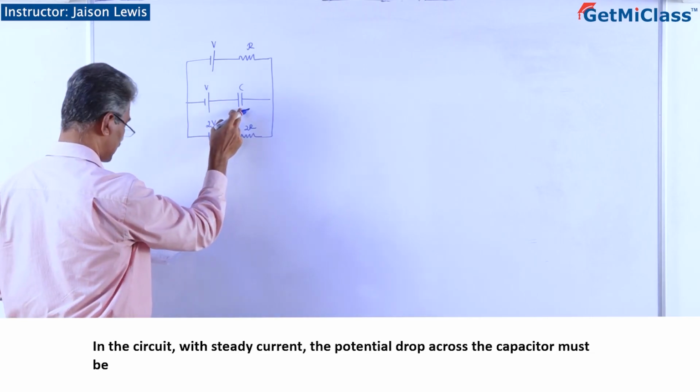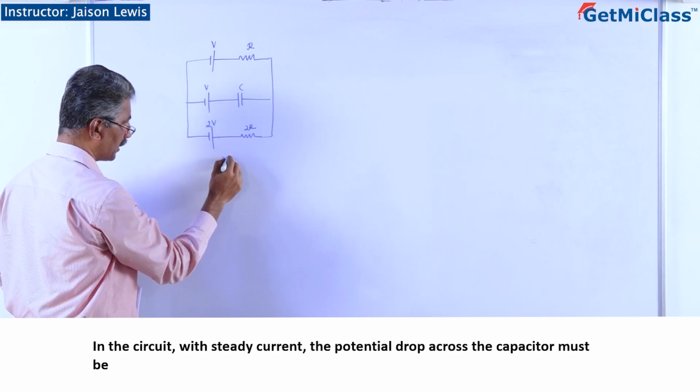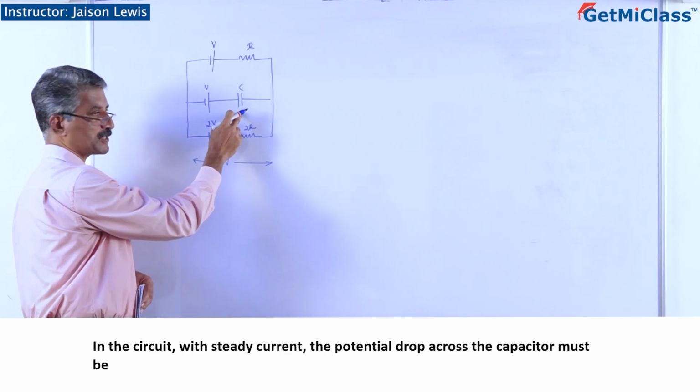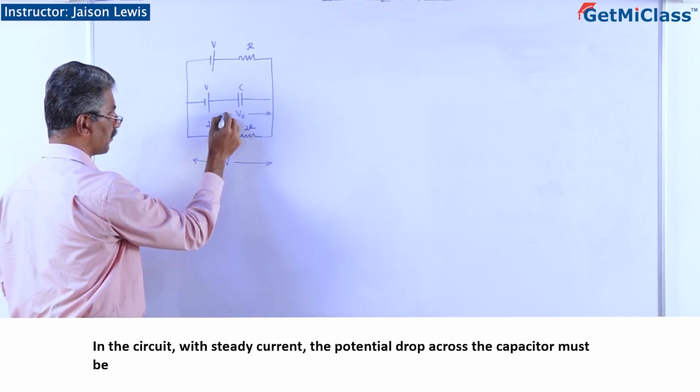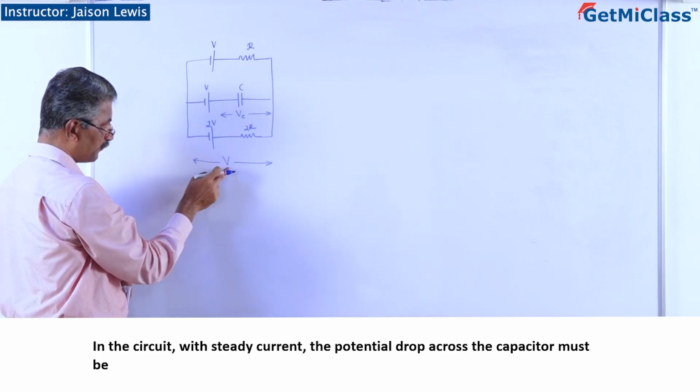So the potential difference across C, that is the capacitor, is asked. If you know the terminal potential, then we can find the potential across the capacitor. Let the potential across the capacitor be VC. VC is the question now. If you know the terminal potential, we can calculate VC. How to find the terminal potential?